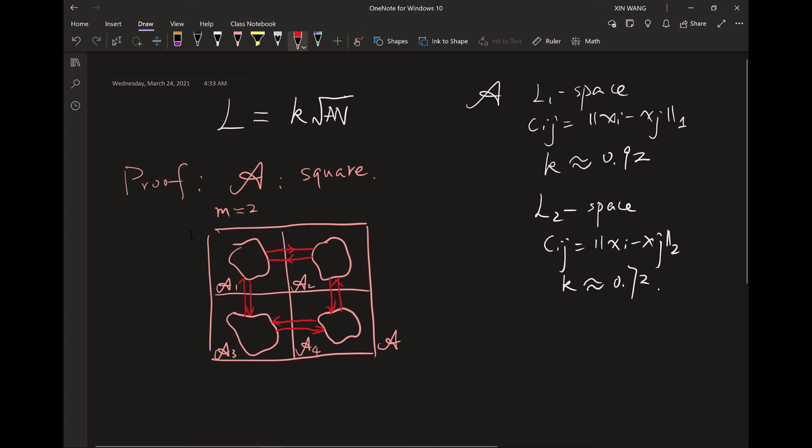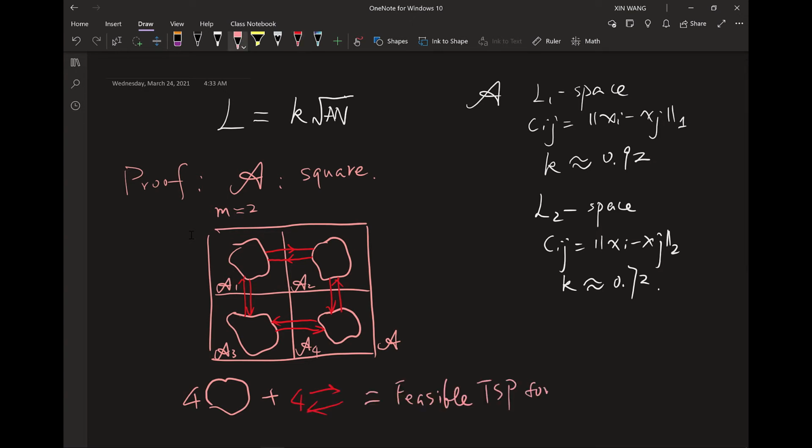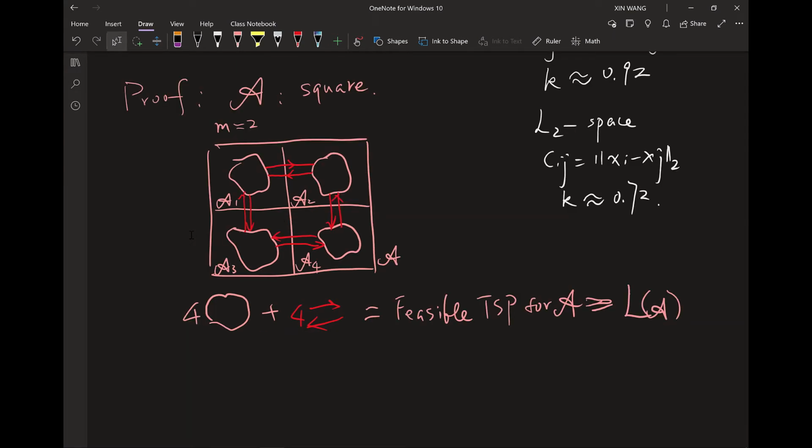By breaking the points within each TSP tour within the sub-areas, we can construct a feasible TSP tour in the entire market area. After we create this tour, the total distance is 4 TSP tours plus 4 connections. This is a feasible TSP tour for the big area, and it is definitely greater than or equal to the optimum TSP tour in this area. In general, when m is not 2, m squared sub-tours plus m squared connections will be greater than or equal to the TSP tour for the whole area.